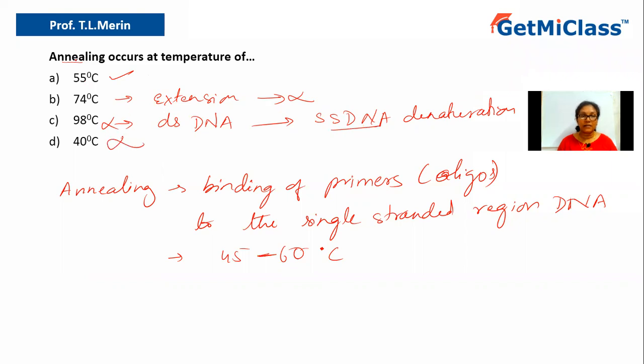Annealing will occur when partially there is a single stranded region in the DNA, and that happens at the temperature denoted by Tm. But here specifically we are talking about annealing where the primers will bind to the DNA. So the correct option is option A, that is 55 degrees Celsius. So let us conclude the answer. That is option A. I hope you understood the explanation.